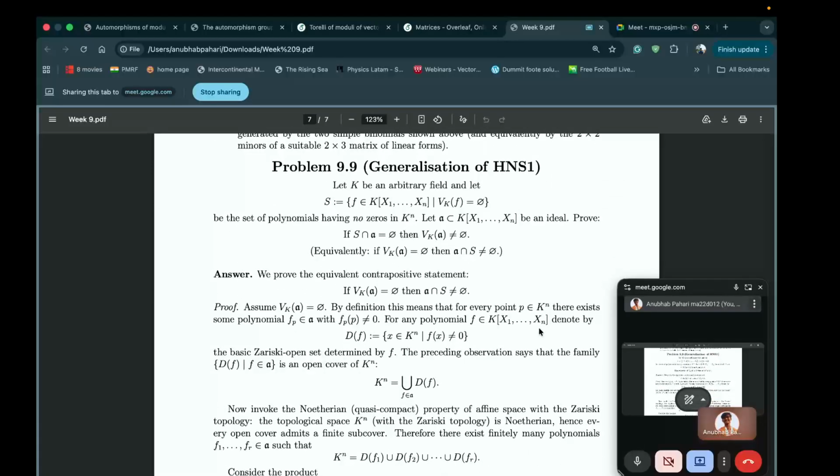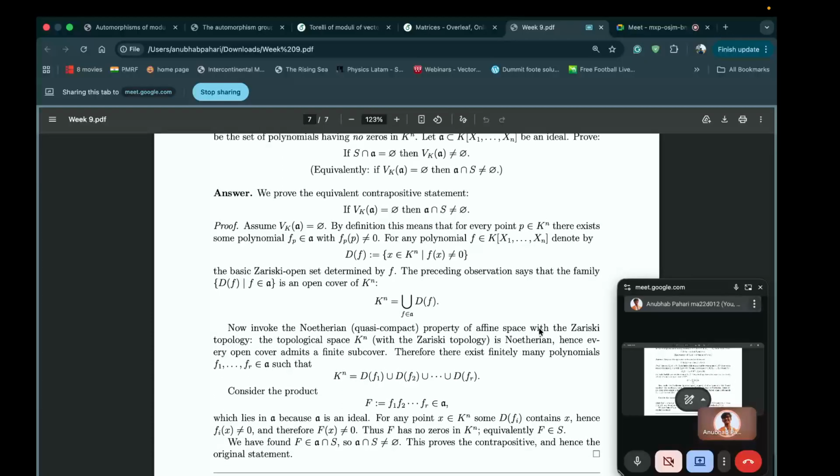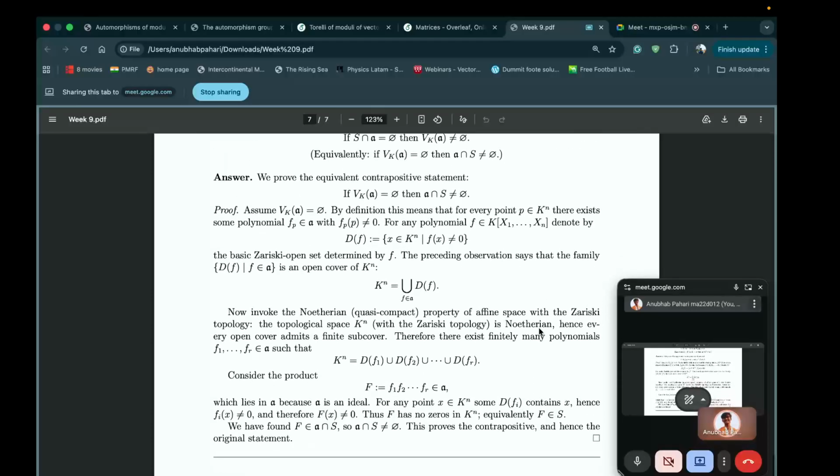Now next there is problem 9.9, which says: let k be an arbitrary field and let S be the set of all polynomials in k[x1,...,xn] such that V_k(f) equals empty set, that is, the set of polynomials having no zeros in k to the power n, and let A be an ideal of k[x1,...,xn]. Prove that if S intersection A is empty, then V_k(A) is not equal to empty. So let us prove this.